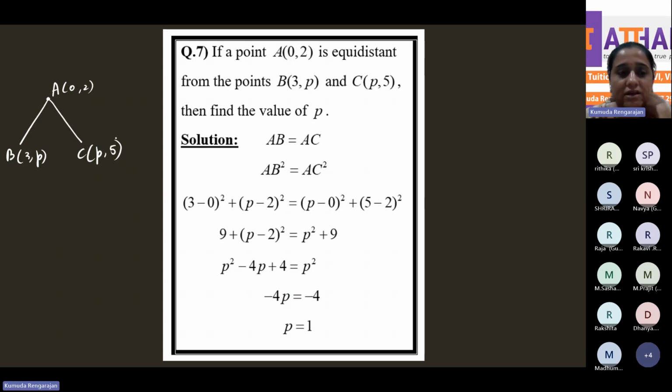It's simply subtracting the x coordinate. So 3 minus 0 the whole square plus p minus 2 the whole square is equal to p minus 0 the whole square plus 5 minus 2 the whole square. If you have to write AB, you should look at the coordinates of A and B only. When you're writing AC square, use the coordinates of A and C, and subtract the x coordinates, square it, plus subtract the y coordinates, square it.